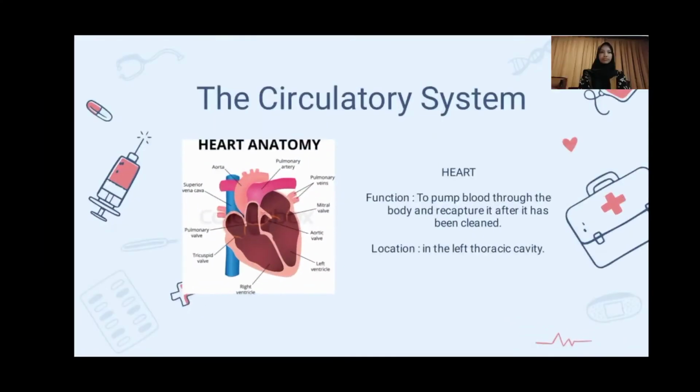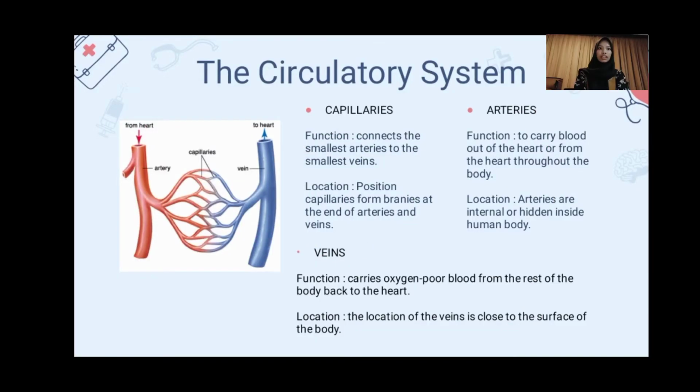These are some of the major parts of the circulatory system. Heart. The heart is the organ that pumps blood throughout the body through a network of blood vessels. There are three types of blood vessels. First, arteries. Arteries carry oxygen-rich blood away from the heart and out to the rest of the body. They branch out many times, becoming smaller and smaller as they get further away from the heart.